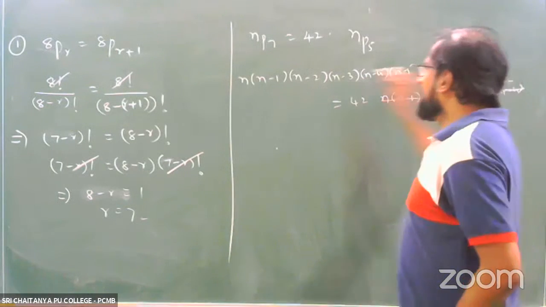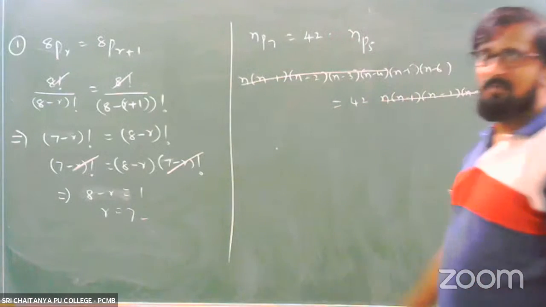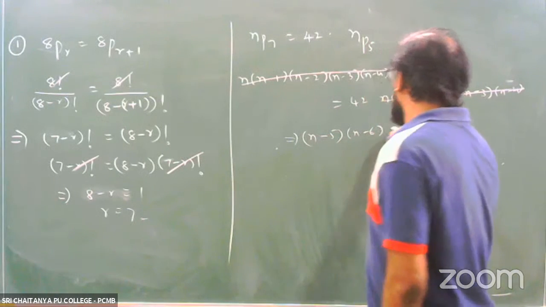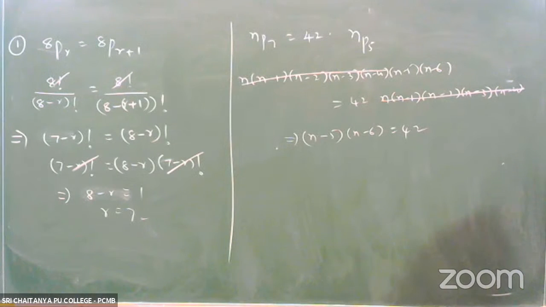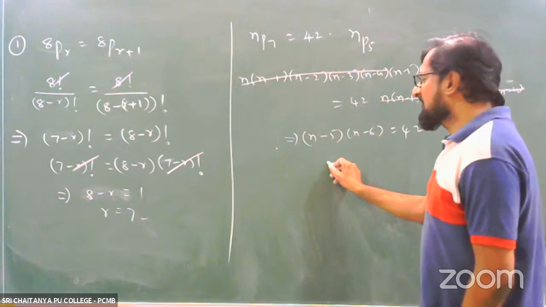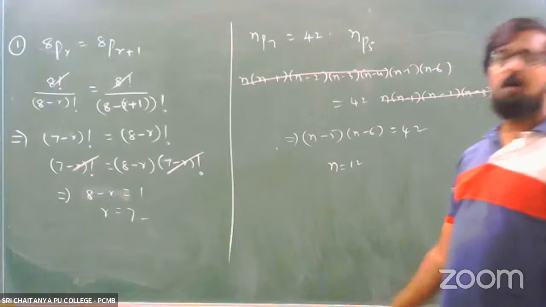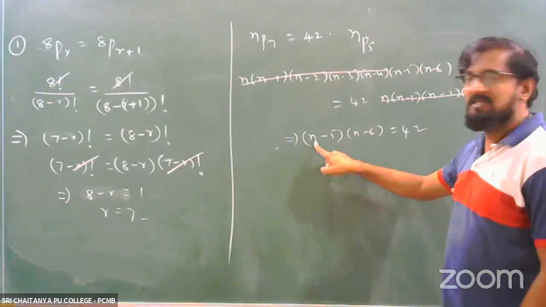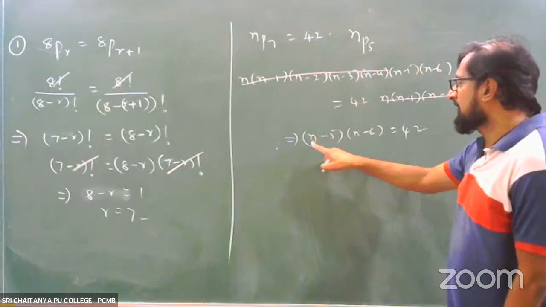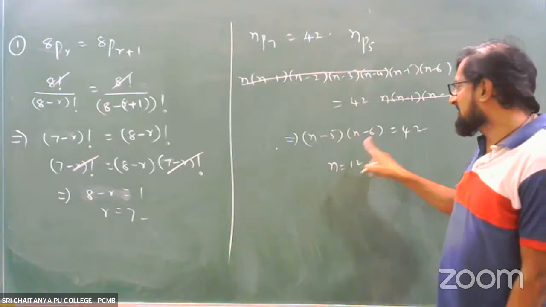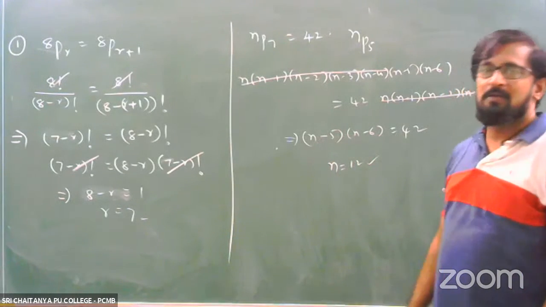Both sides up to here it is cancelled, right? Now N into N minus 5 into N minus 6 is equal to 42. By simplifying this, we are going to get N value is equal to, here N minus 5 is equal to 7, we are going to get N is equal to 12. Or simple way, substitute N is equal to 12 in the options given to you. 12 minus 5, 7. 12 minus 6, 6. 7, 6 are 42. So answer is 12. Okay, copy this one.